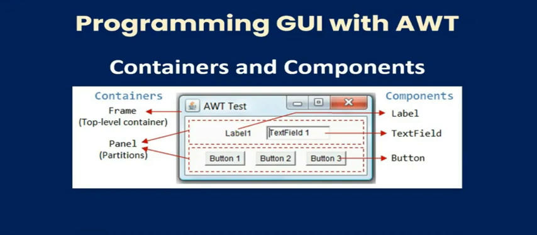Okay, so that is an example of containers and components. The container is the main frame, meaning the holder, and what is inside the container are components such as label, text field, button, and others like radio button, drop down. There are many more, so we can explore. So that is an example of containers and components. Okay, so let's proceed.